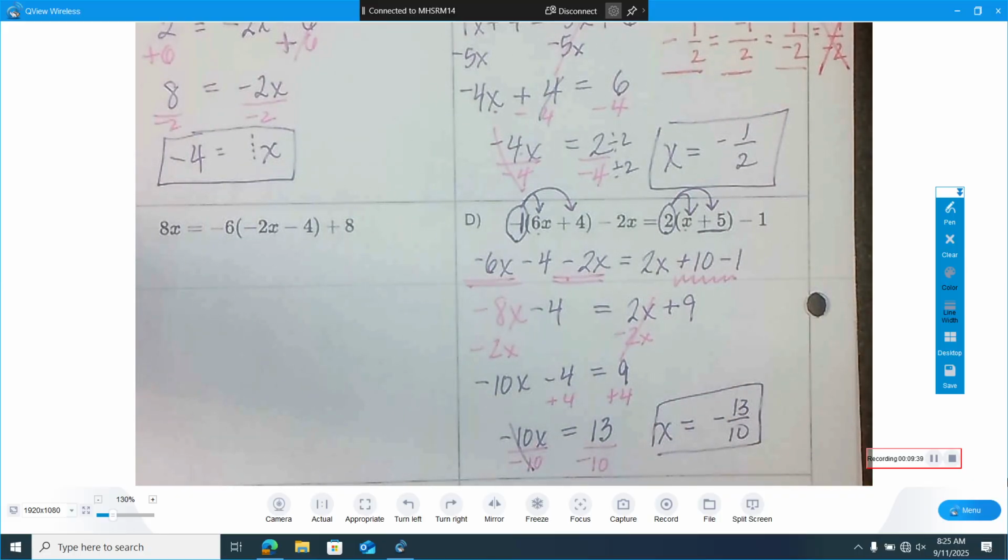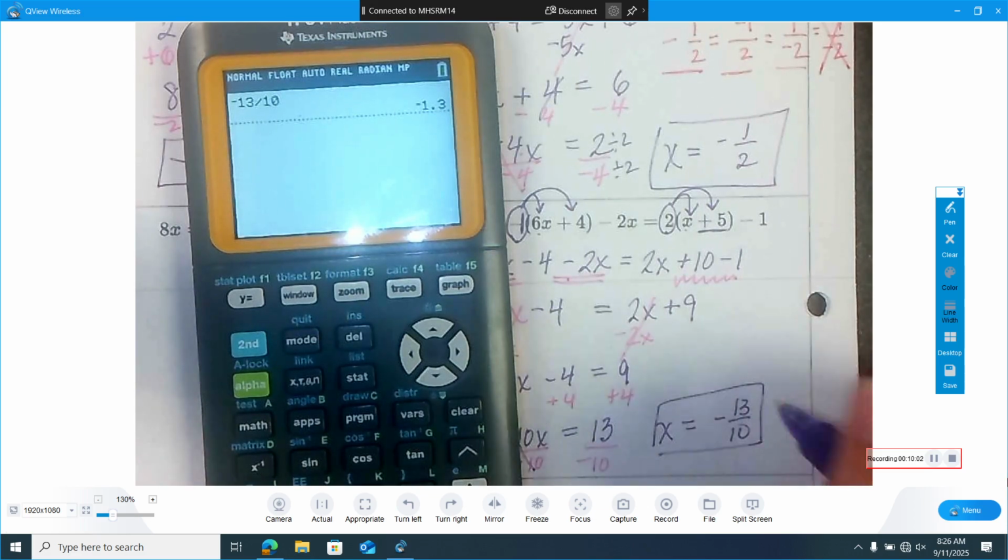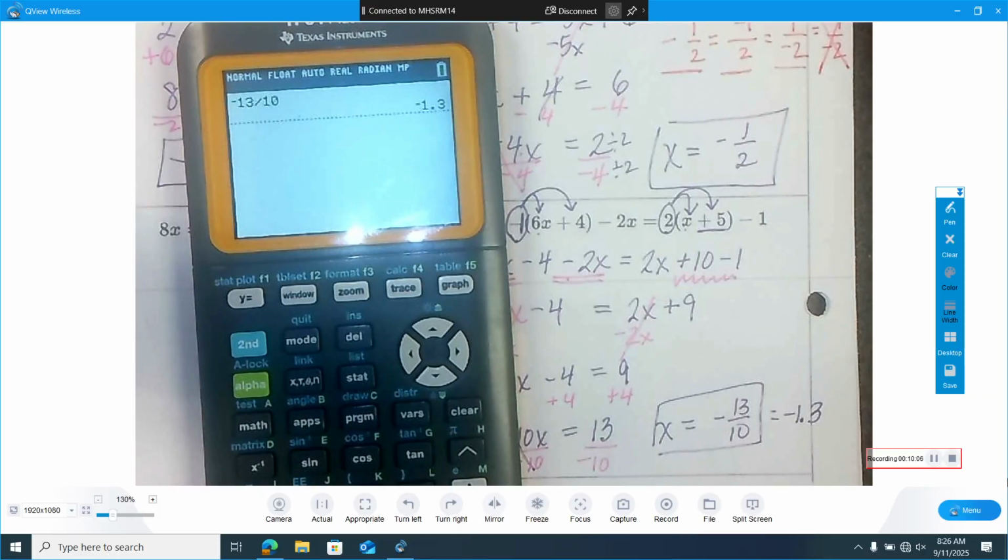Do not give them a decimal. There's no reason to. Granted, it's not wrong. I'm pretty sure negative 13 over 10 is just negative 1.3, and that's a fine answer. The reason this answer is okay is because it's a terminating decimal. What does that mean when it's a terminating decimal? It doesn't go on forever, okay? It terminates, and so you are allowed to use it. It is an exact answer.